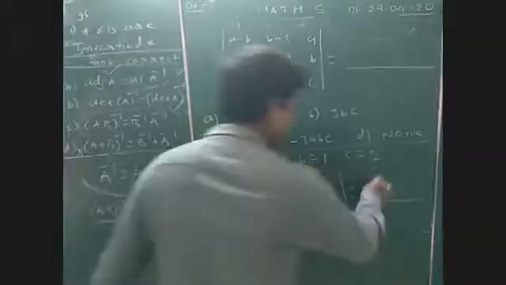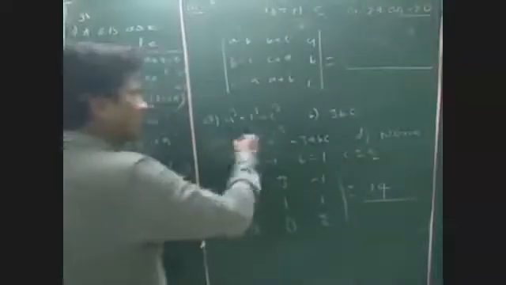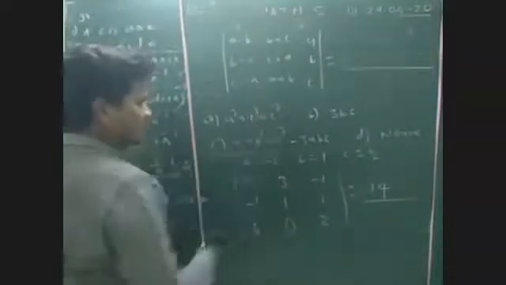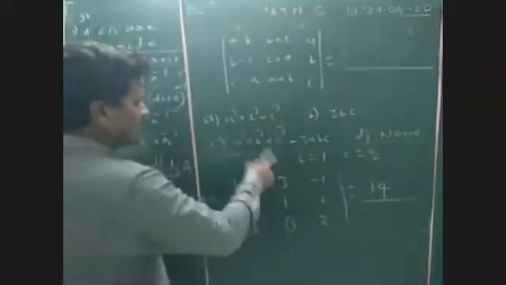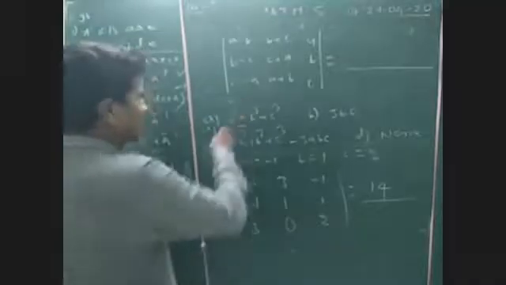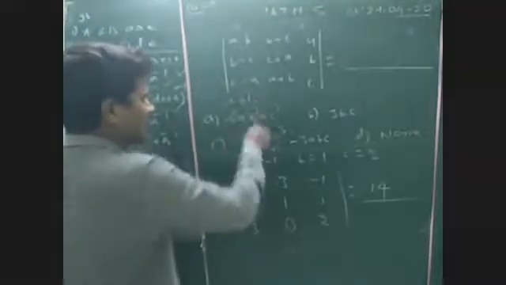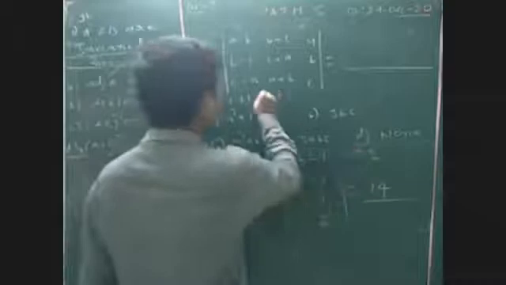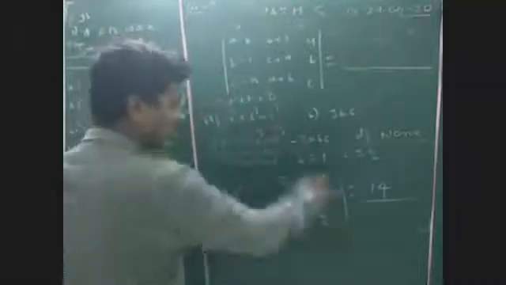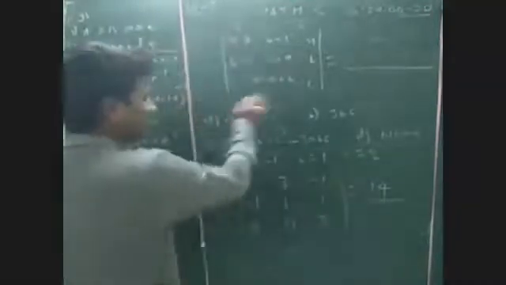Yeah, this answer will be 14. Then we substitute the same values in the options. Substitute in the first option: minus 1 cube is minus 1, plus 1 cube is 1, and 2 cube is 8. That is 8, and 8 is not equal to 14. Okay, the first option is wrong.